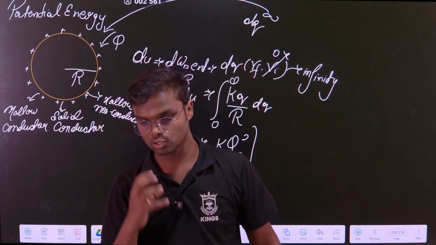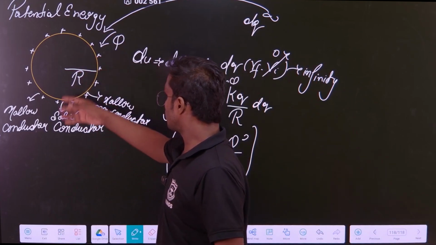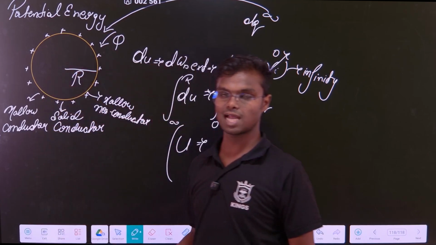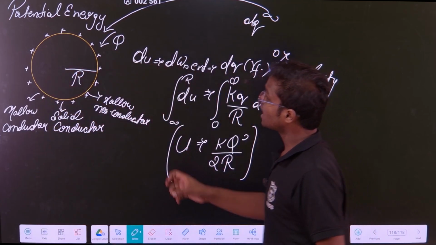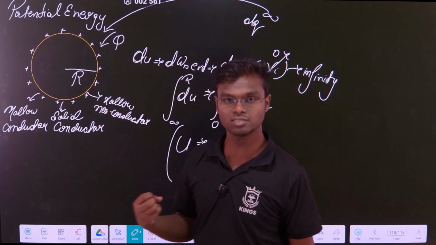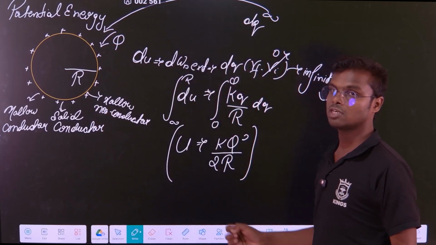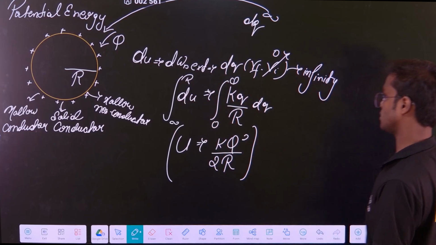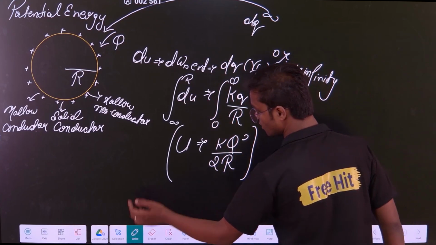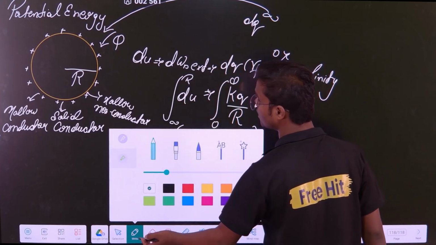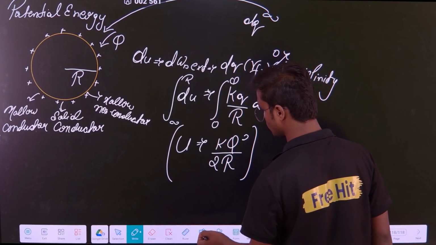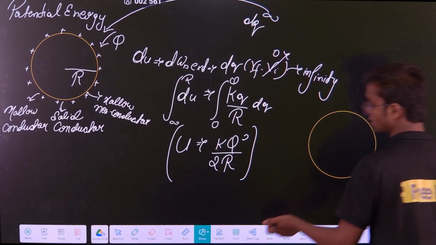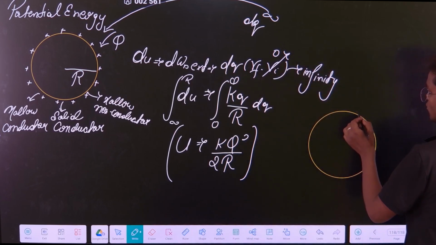So whether it is a solid conductor, a hollow non-conductor or a hollow conductor, whatever the case is, if it has a charge Q, then the total potential energy stored in it is kQ square by 2R. That is the thing. My question is, where has this energy been stored?